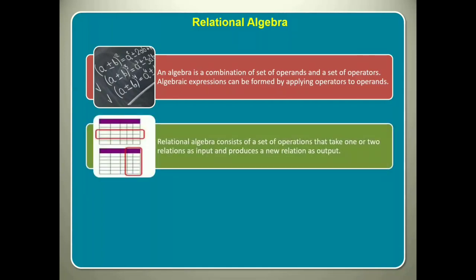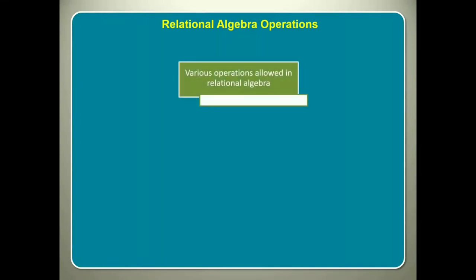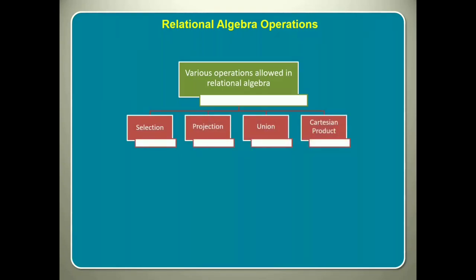Relational algebra consists of a set of operations that take one or two relations as input and produces a new relation as output. Operators map values taken from the domain and put them into other domain values. If the domain is produced from more than one relation, then you get relational algebra. Various operations in relational algebra are selection, projection, union, and Cartesian product. Let us look at each of these one by one.